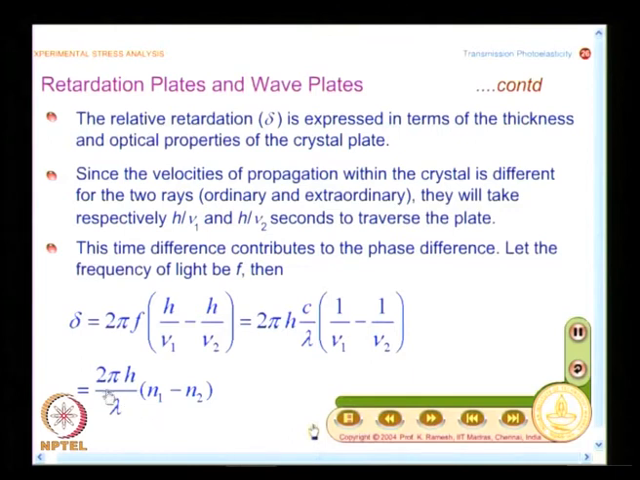So, we would confine our attention; our mathematics will become a lot simpler if I use a monochromatic light source and do my photoelastic analysis. Now, you also have achromatic quarter wave plates, where the plate gives a phase difference of pi by 2 for a range of wavelengths. You have such plates available.